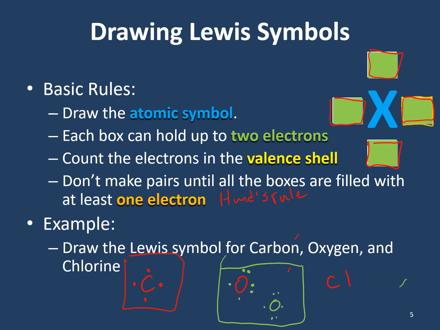Chlorine has 7 valence electrons. So we go 1, 2, 3, 4, 5, 6, 7, and this is an acceptable Lewis symbol for chlorine. Again, like oxygen, there are multiple symbols that would be acceptable. We could have also had it look like this. Where that 1 unpaired electron is doesn't really matter, as long as you have 3 paired groups and 1 unpaired group.